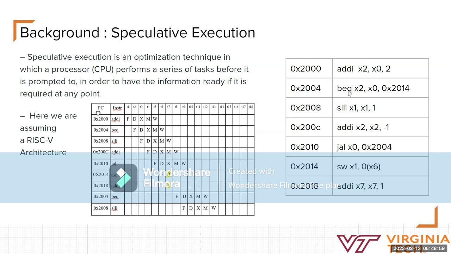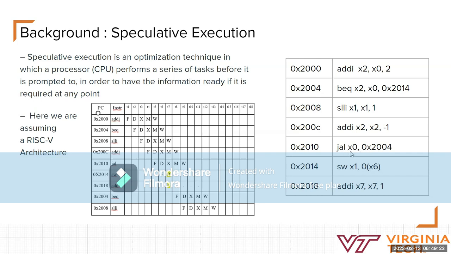Now the BEQ statement will see if x2 and x0 are equal. If they are equal, then the branch should jump to this index, which is 0x2014. If it's not, then it goes to the next consecutive instruction. So that's exactly what we are doing in here. In the first iteration, I'm executing ADDI, BEQ, SLLI, ADDI, and JAL.